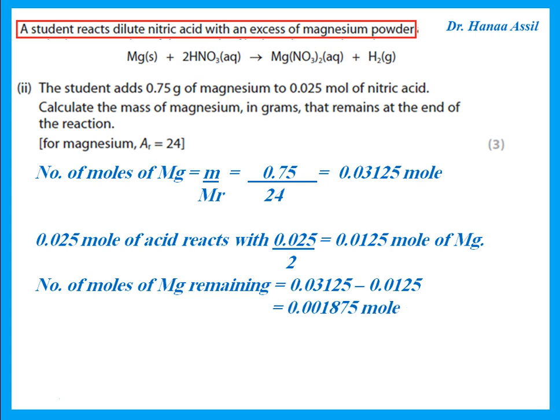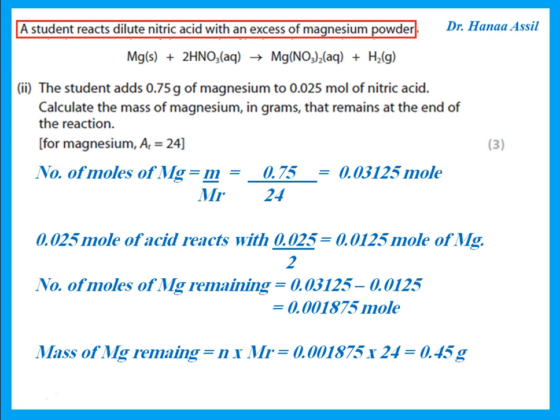Now, if I have this number of moles remaining, what is the mass? You should realize that the mass is number of moles times Mr. So you multiply this number of moles by the Mr, and that means I will have 0.45 grams left. Of course, there are other ways of getting to that answer. So this is one of the methods that you can use.